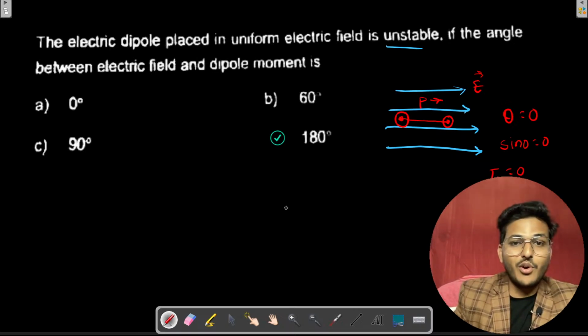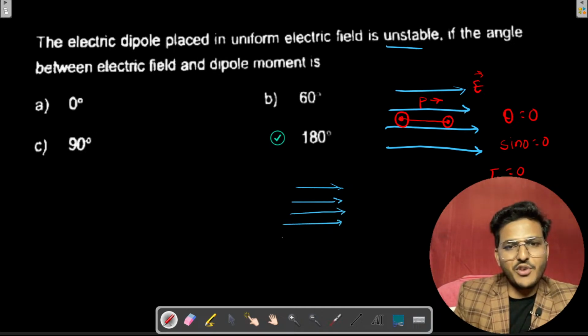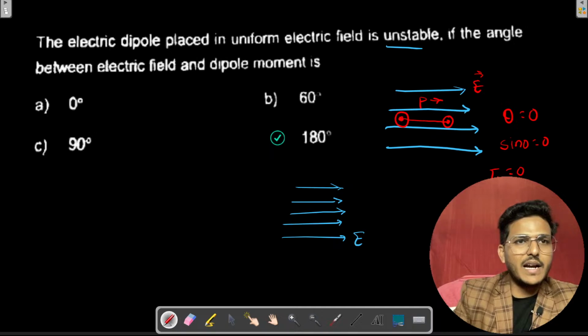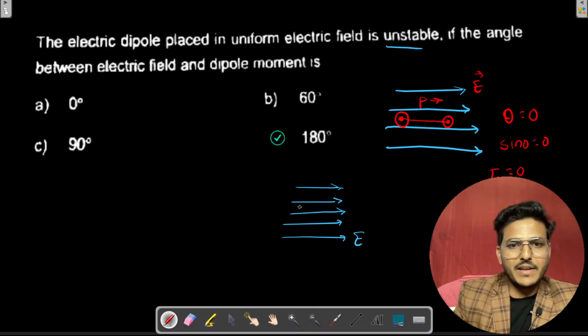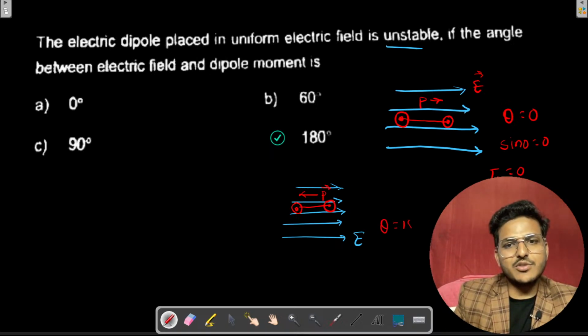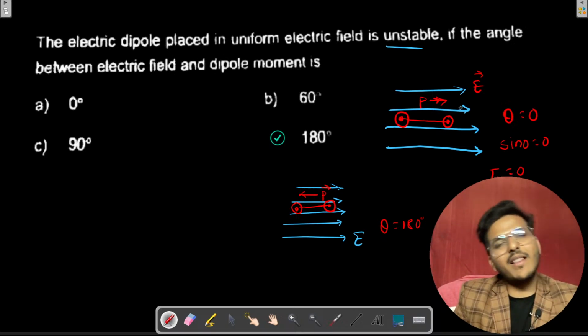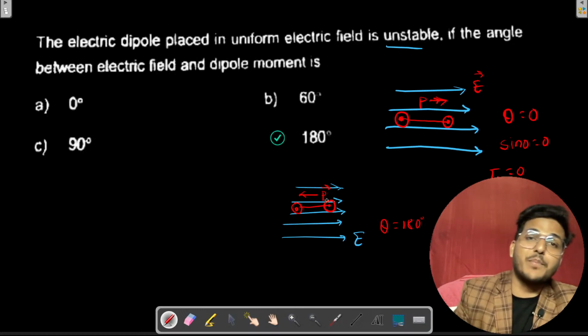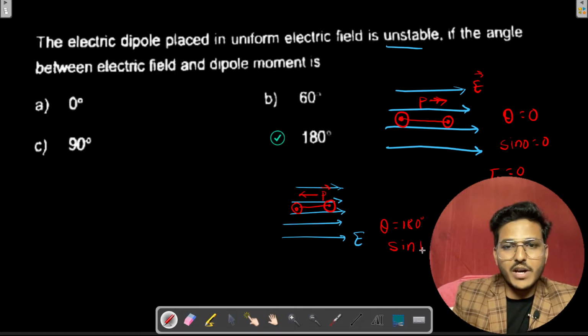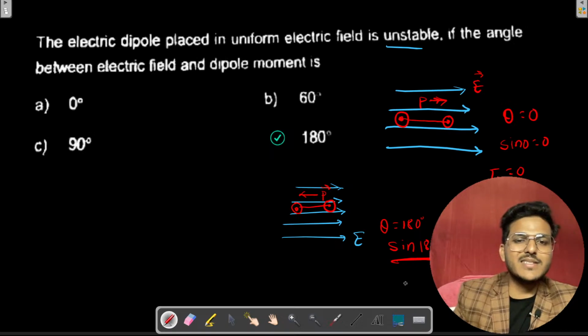This is your uniform electric field, and now we place the dipole in this way, so that the direction of the P vector is opposite to the E vector. Here theta equals 180 degrees. Where theta equals 0, P is in line with the electric field. Here P is opposite to it, so sin 180 degrees is the most unstable.